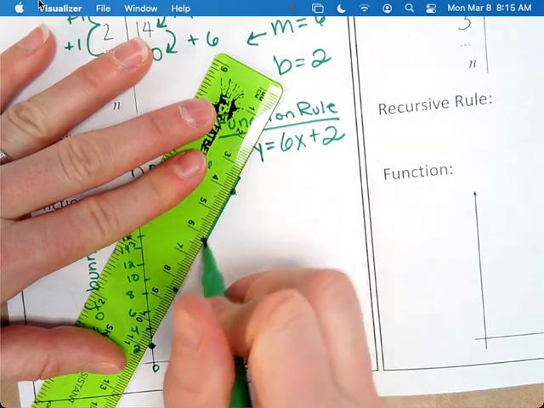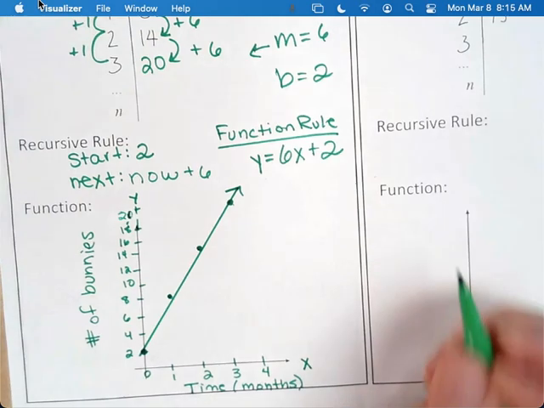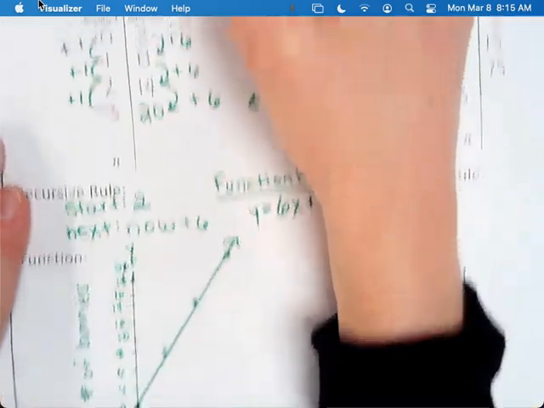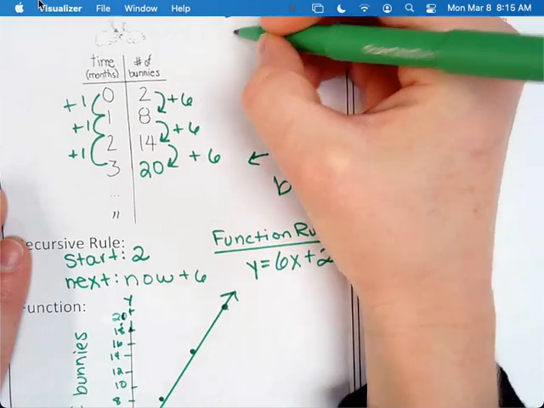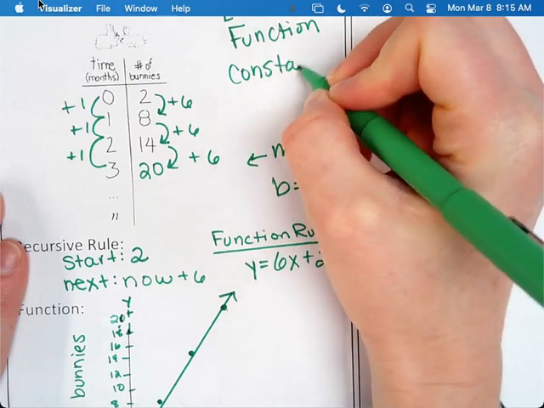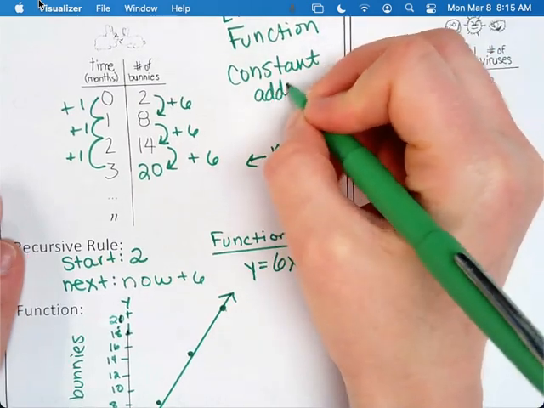Okay, so this is a linear function. Okay, so we can write out here linear function. We have a constant addition of 6.